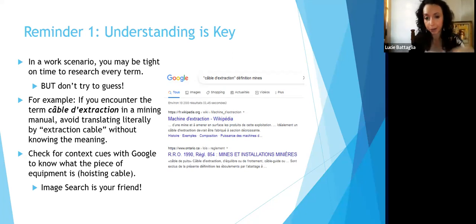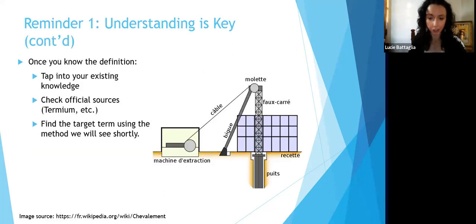So you're going to do a quick Google search with your term in between quotes, add a few keywords, definition, and then the name of the field. Image search, very useful here. Picture is worth 1,000 words. So here, while you have a little vision of what your câble d'extraction is, and you can gather either based on your knowledge or based on other sources that it corresponds to what we call a hoisting cable.